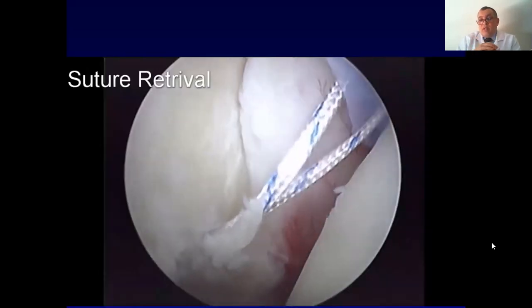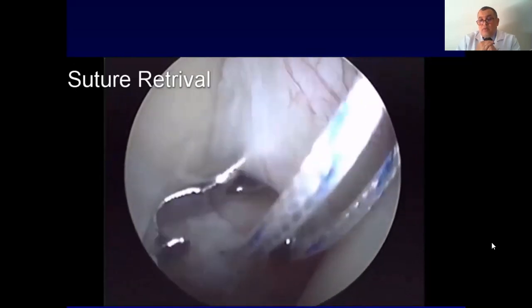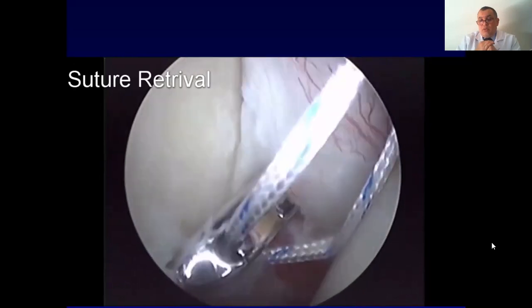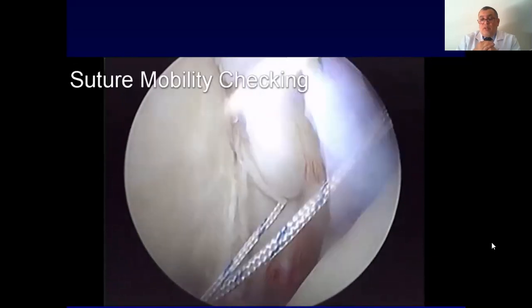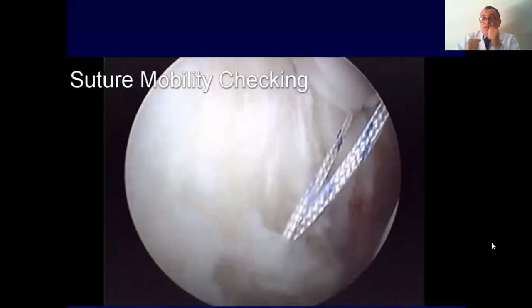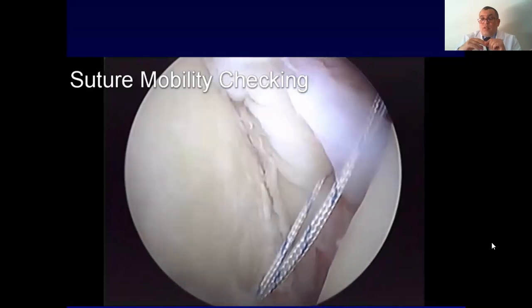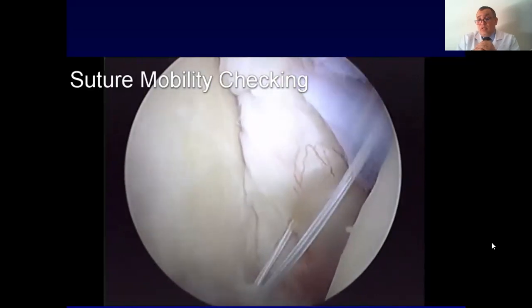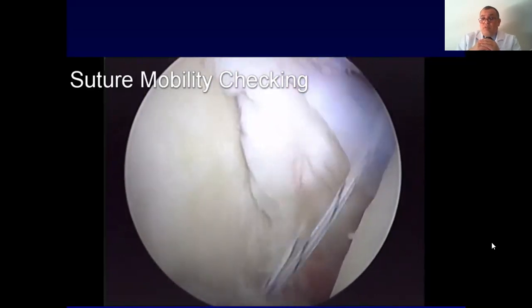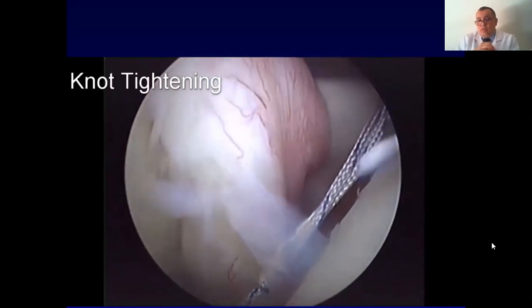Then we place our anchor. This is an anchor placed at 5 o'clock. We retrieve one of the two suture materials through the labrum. Then we start checking the mobility of the sutures. Then we tie our knot and push it downwards over the labrum. I prefer to place the knot over the labral side of the labrum to push it over the glenoid like a bumper.